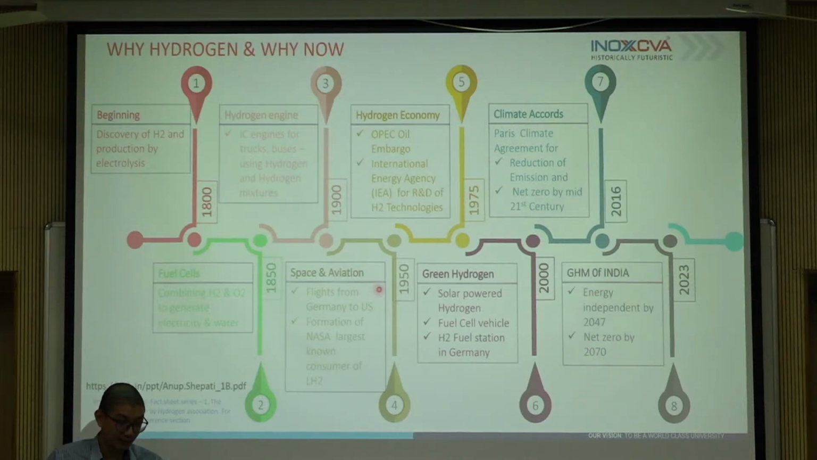But currently many governments are moving on this. I obtained these studies from India. They mentioned that India wants to have energy independence by 2047. I'm not sure, I'm asking you. Then to achieve net zero by 2070. Is it true?